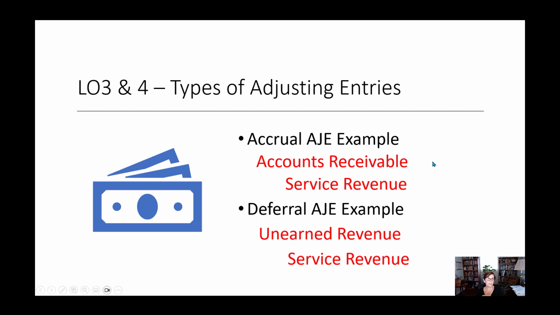So here's an example of an accrual adjusting entry. AJE is adjusting entry. Debit accounts receivable, credit service revenue. So accounts receivable is an asset. It has a debit balance. It's going up. Your service revenue has a credit balance. That's also going up. So what happened here?